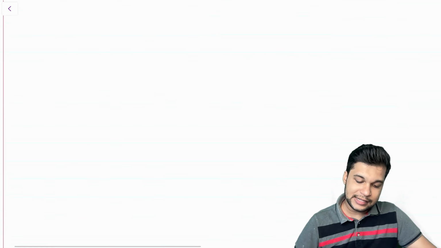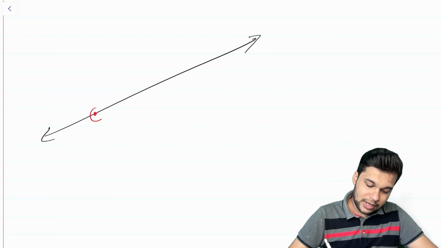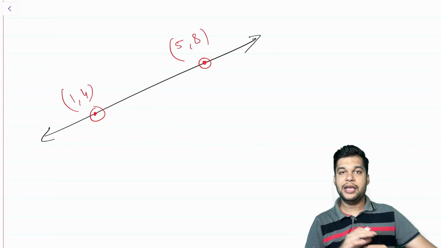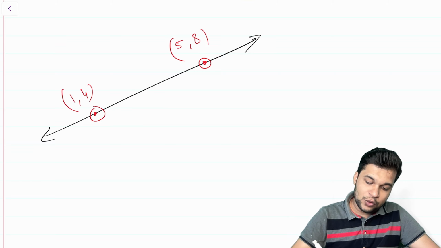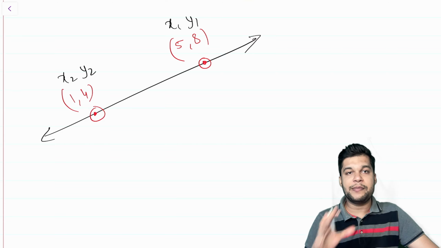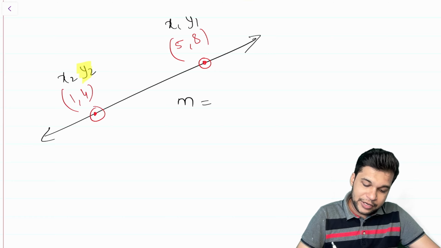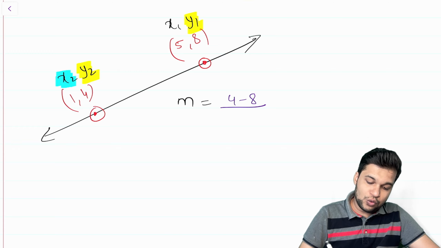What I mean to say is, let's say you have a line like this. You have a point here, let's say 1 comma 4, and another point here which is 5 comma 8. Now the question is, which one is x1 y1 and which one is x2 y2? You can take this point as x1 y1 and this point as x2 y2. It's absolutely perfect. Just find the slope. The slope m will be y2 minus y1, which will be 4 minus 8 divided by x2 minus x1.